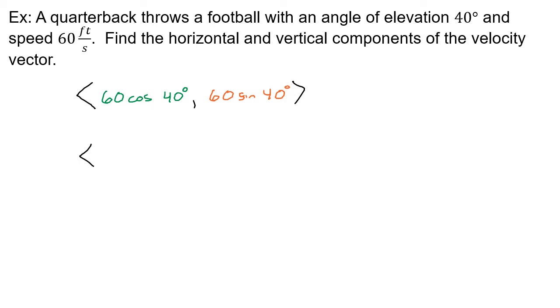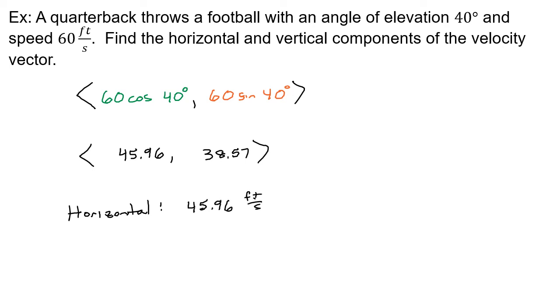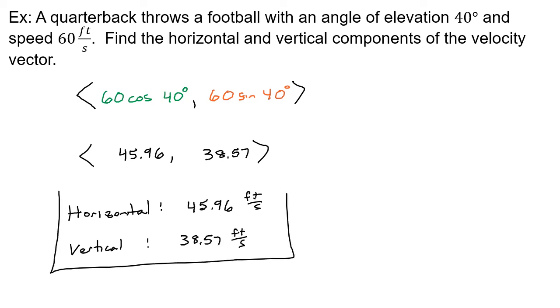60 times cosine 40 is 45.96. And 60 times sine 40 is 38.57. So the horizontal would be the first one. We have 45.96 feet per second in velocity horizontally. And our vertical component is 38.57 feet per second in the vertical direction. And that would be your components for your velocity vector.